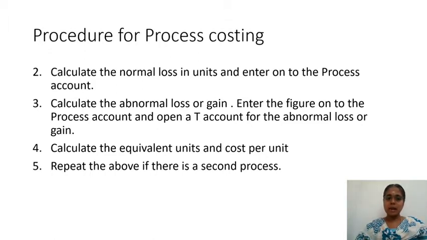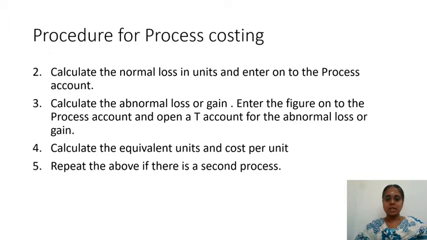Next, calculate the abnormal loss and abnormal gain. You have to calculate what the abnormal loss is. You know the output, you know the input. Say you have put an input of 100 kgs, 10 percent is loss, so 10 kgs. But if you have got only 88 kgs, then 2 kg is abnormal loss. So the units are 2 kgs and you have to calculate the value for that abnormal loss and then enter it in the T account.